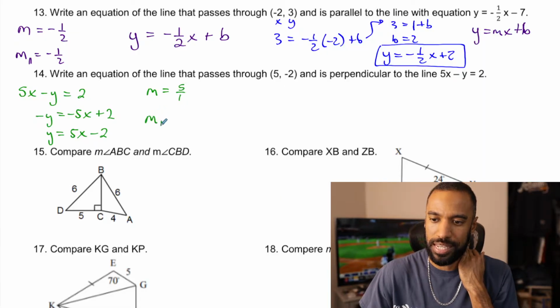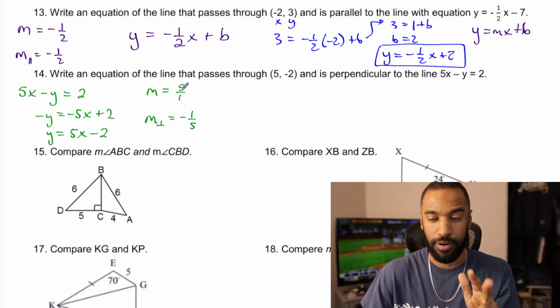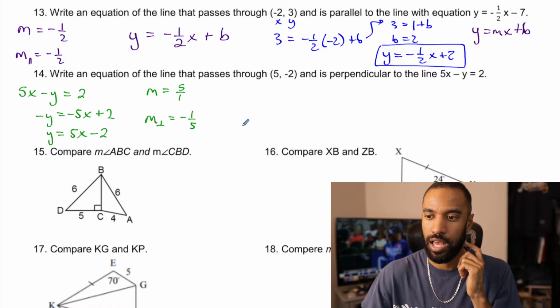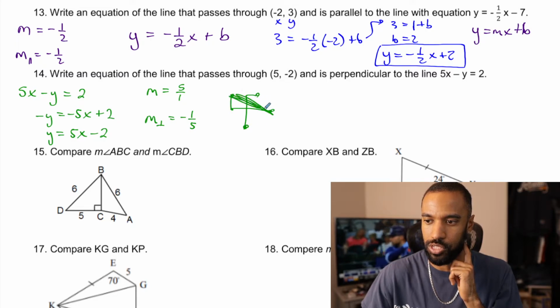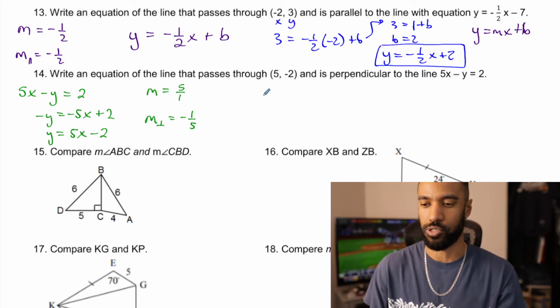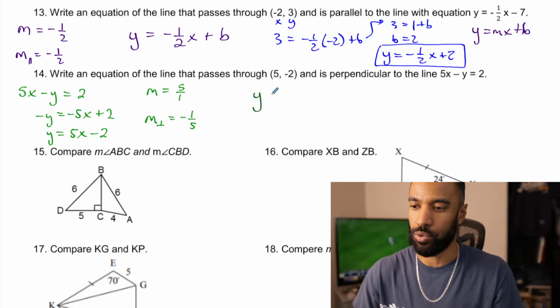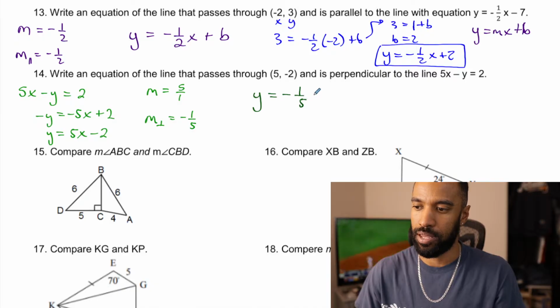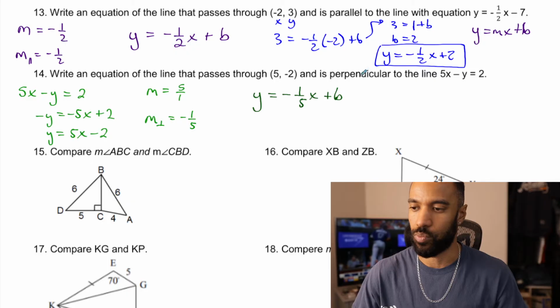The slope of the perpendicular line is going to be negative 1/5. You take the opposite reciprocal of this. You flip the fraction numerator and denominator and you change the sign. Up 5 over 1 looks like this, whereas down 1 over 5 looks like this, and you can see how these lines are perpendicular to each other right there. So opposite reciprocal slope is needed. So now we know our equation is going to take on the form y equals mx plus b. We just have to find out what this b is right here.